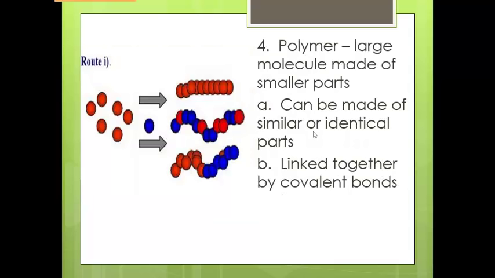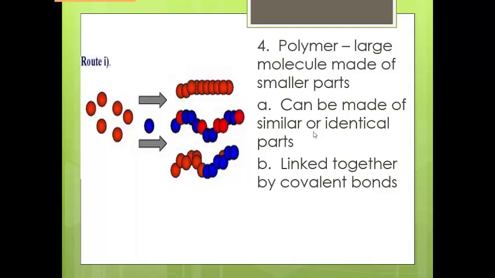And then we have polymers. You'll hear the word polymer. A polymer is a large molecule, so macromolecule and polymer sometimes are used interchangeably. They're not exactly the same thing. But a polymer is just a really large molecule that's made up of small pieces.